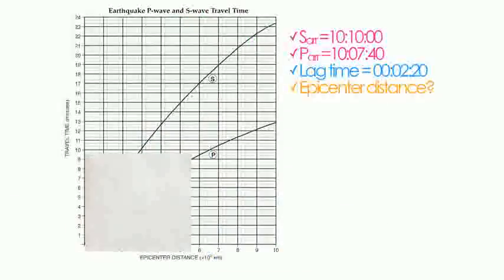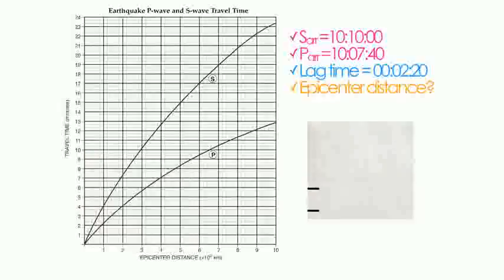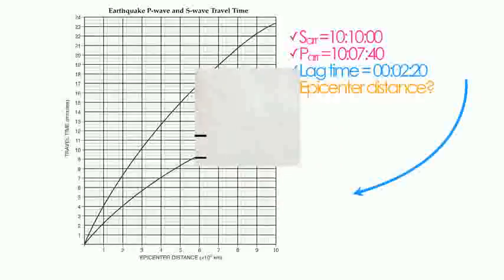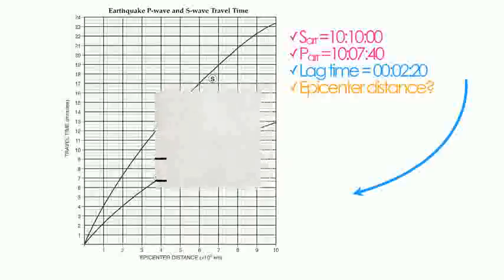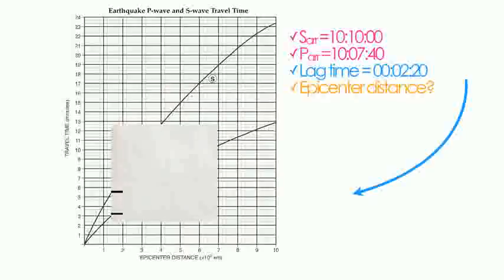On the vertical axis, you will mark off your lag time of 2 minutes and 20 seconds. You then take that piece of paper and slide it in between your P wave and S wave curve. Once you slide it in between the P wave and S wave curve, where the top mark touches the S wave and the bottom mark touches the P wave, you can determine your epicenter distance.